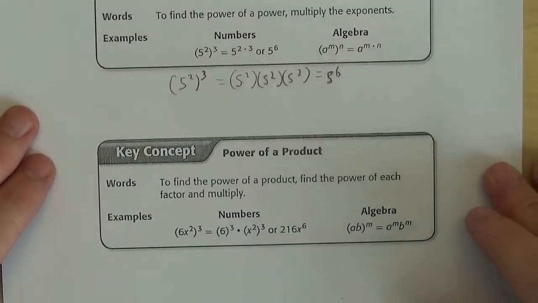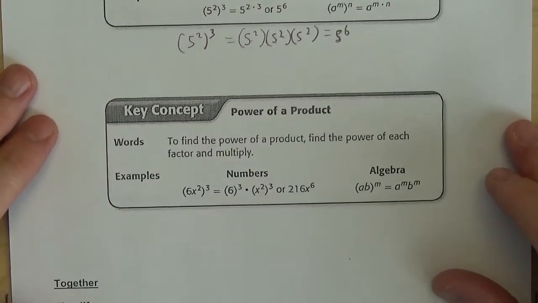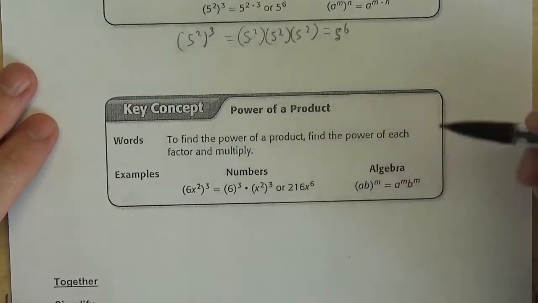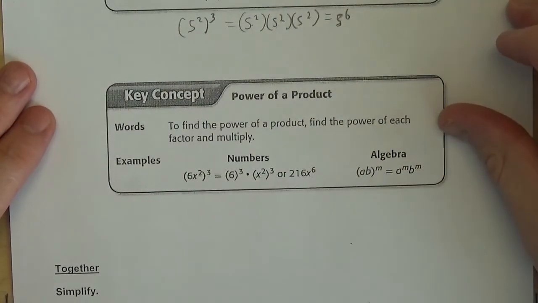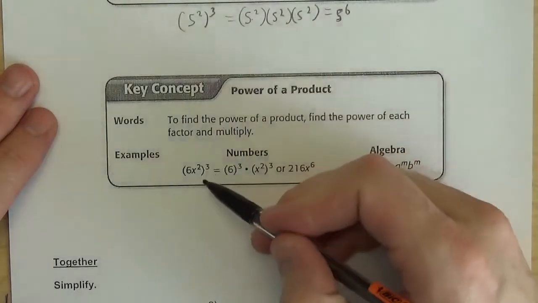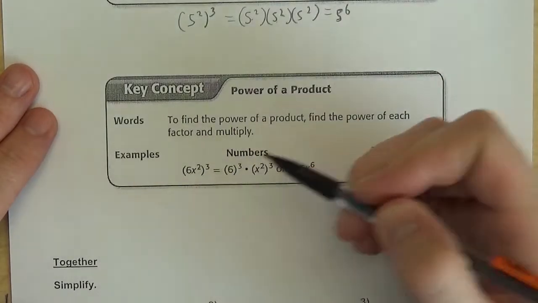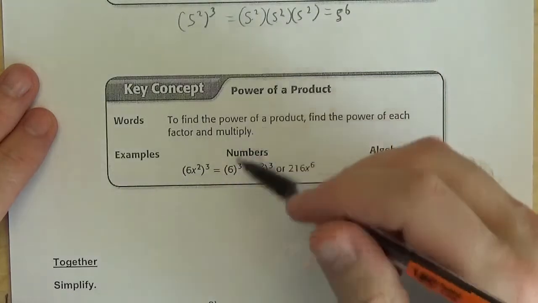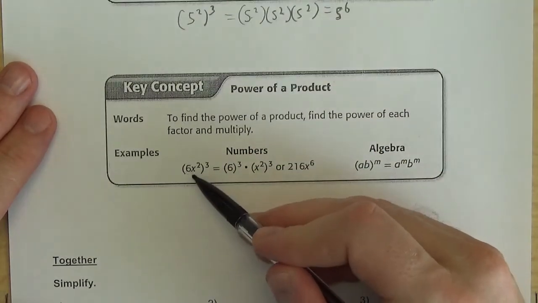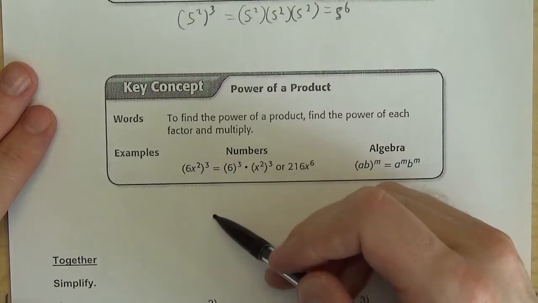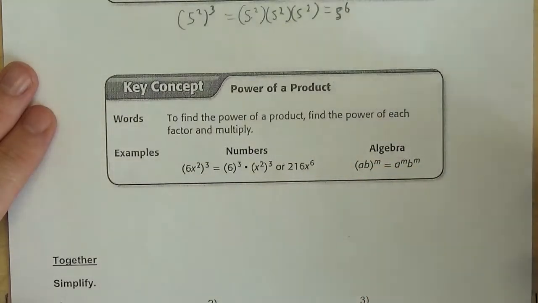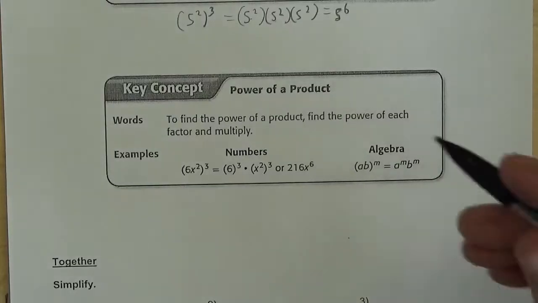Let's take a look at this. This is called power of a product. It says to find the power of a product, find the power of each factor and multiply. So what this means really is that sometimes you have something in parentheses that's not just one power. Sometimes you have some things being multiplied. So in this case you have 6 and x squared being multiplied, and then outside those parentheses, you've got an exponent.